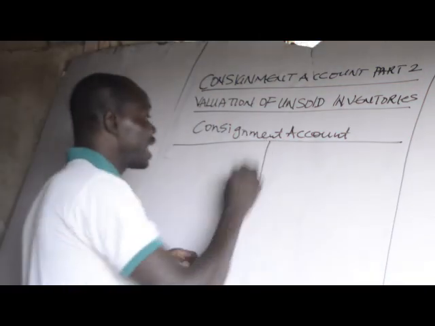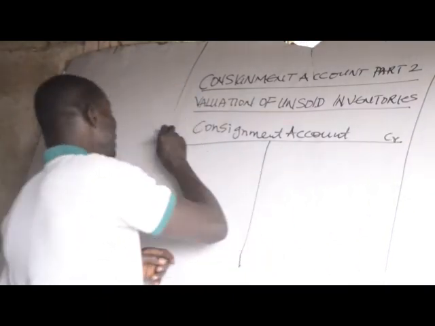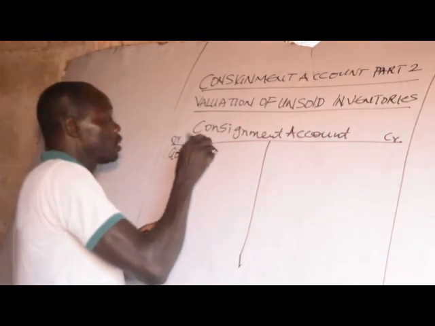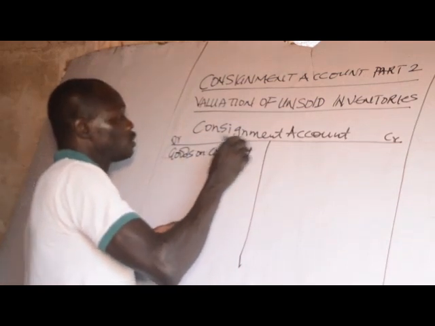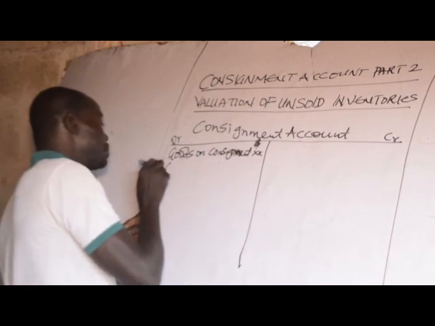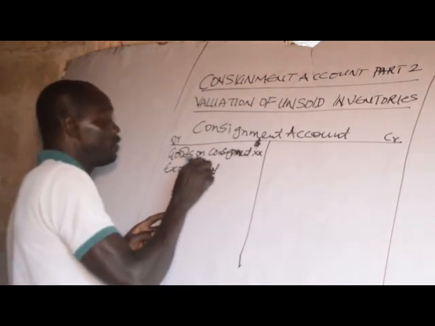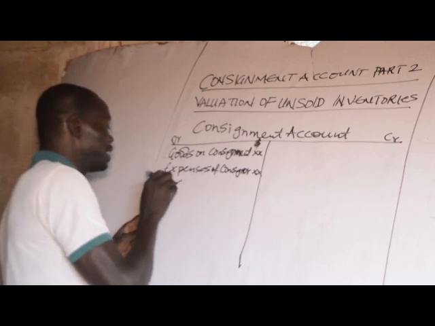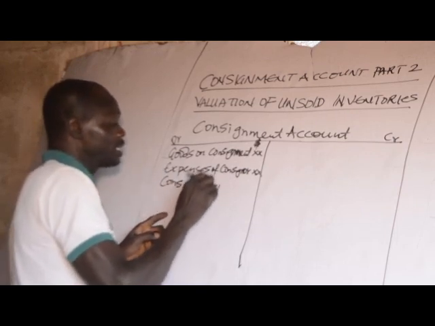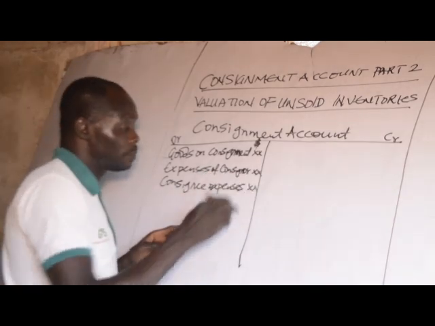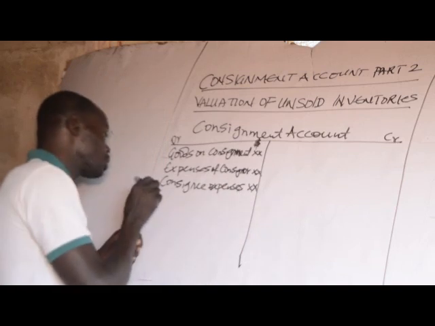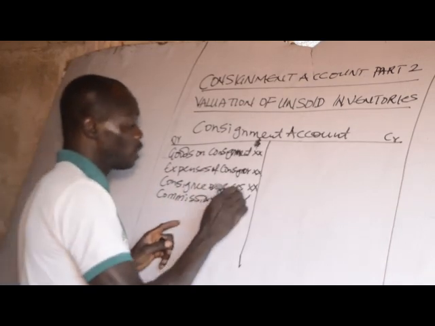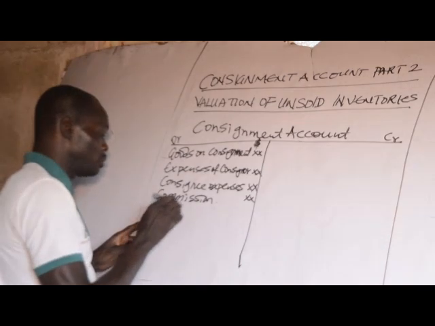In this account, there are two sides: the debit side and the credit side. On the debit side, we have goods on consignment, then the expenses of the consignor, and the consignee expenses. The detailed format has been provided in part 1 of this presentation. Then we have the consignee commission, as well as the del credere commission.